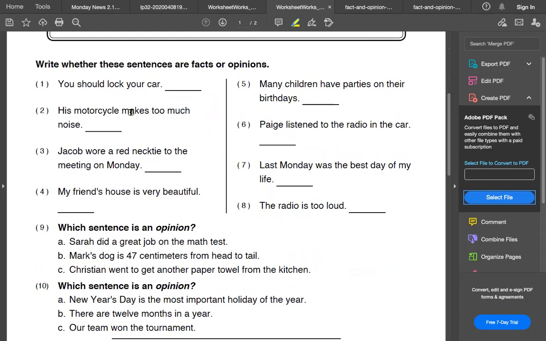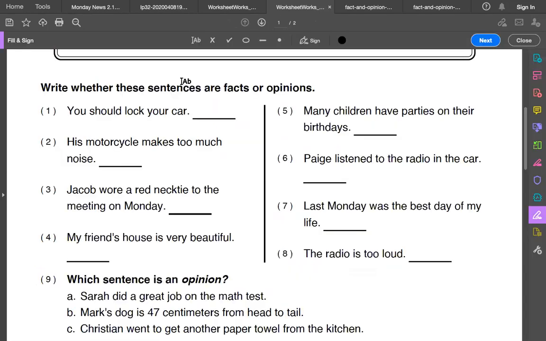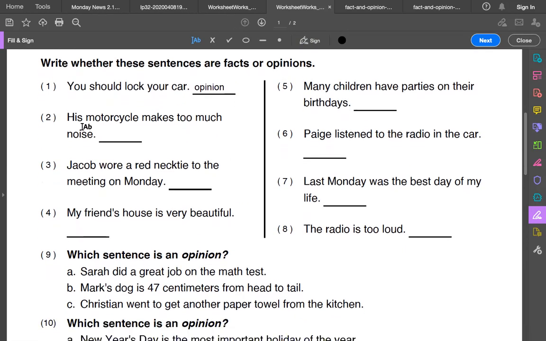You should lock your car. What do you guys think? Let me see if I can write here. What do you guys think? Fact or an opinion? Opinion. It's an opinion. Opinion, but the cops want you to, right? You ever see that in people's neighborhoods? Lock your cars. At 9 o'clock, lock up. I think I got a football somewhere that says it in my room here.